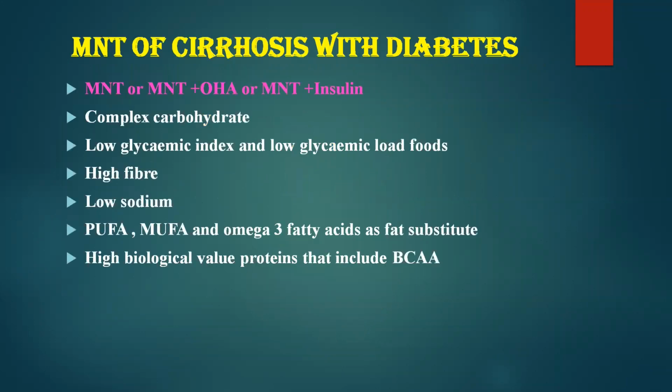Medical nutrition therapy of cirrhosis with diabetes. When patients come with diabetes or any other comorbidity, such as diabetes with cirrhosis, medical nutrition therapy is very important. The first step is medical nutrition therapy, that is lifestyle modification with dietary modification in the daily routine. Some patients may require oral hypoglycemic agents and some may require insulin also. So in both situations, whether insulin or OHA, medical nutrition therapy carries forward.